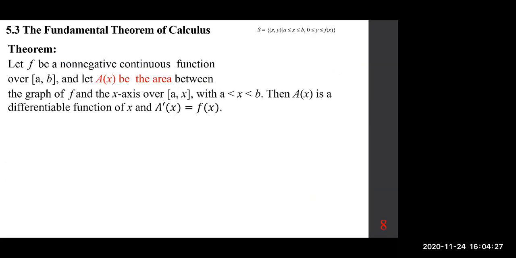Now let's look at the proof of this theorem. So again, we are looking at a non-negative continuous function. We're looking at the positive function over the course of a to b, okay? A of x is the area between the graph and the x-axis, okay, from a to x, where x is between a and b. Then capital A of x is a differentiable function of x, and capital A prime is lowercase f of x. So that's what we are looking at as far as the theorem. We want to prove this. So how do we prove that?